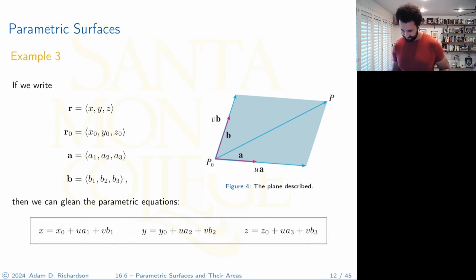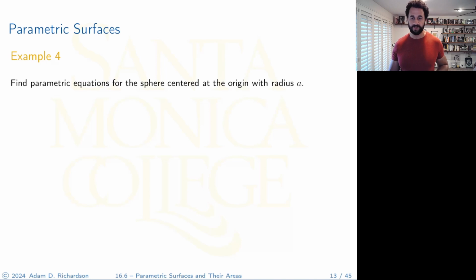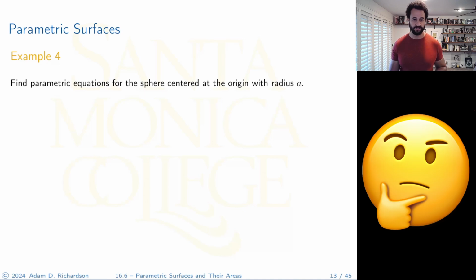Just like so. All right. Okay, another example. This one you should definitely be able to do on your own. So try this one on your own. See if you can find parametric equations for the sphere centered at the origin with radius a. So ponder it for just a minute.